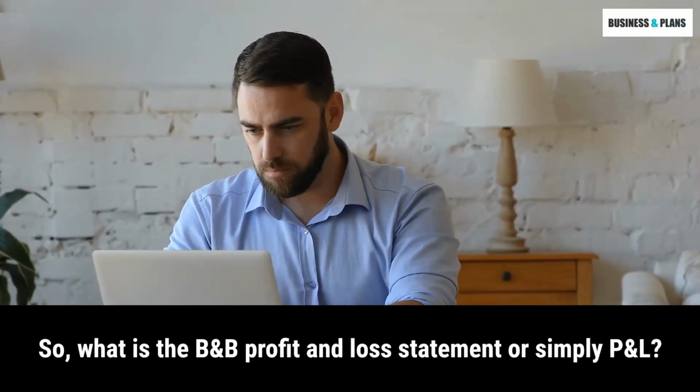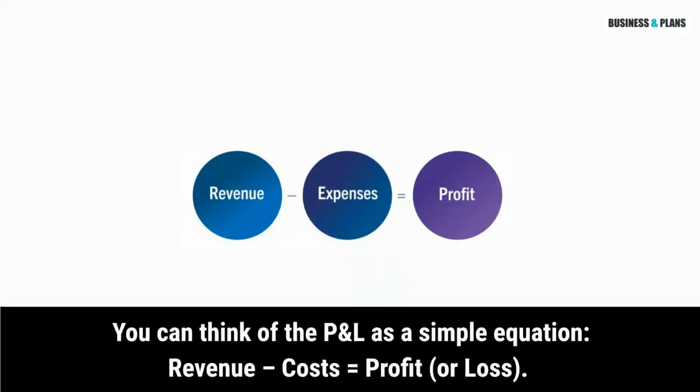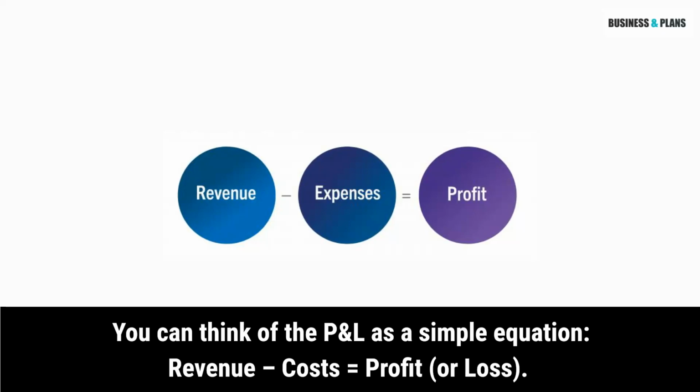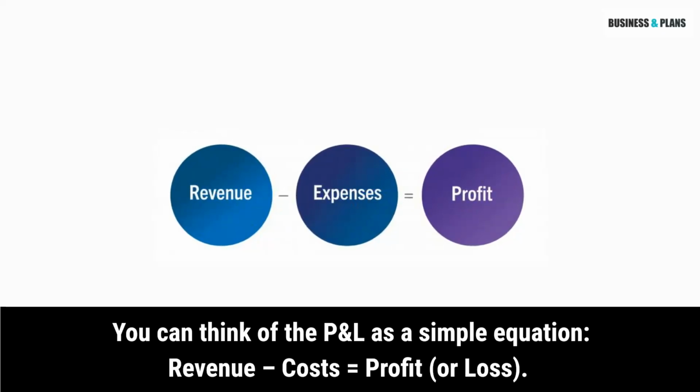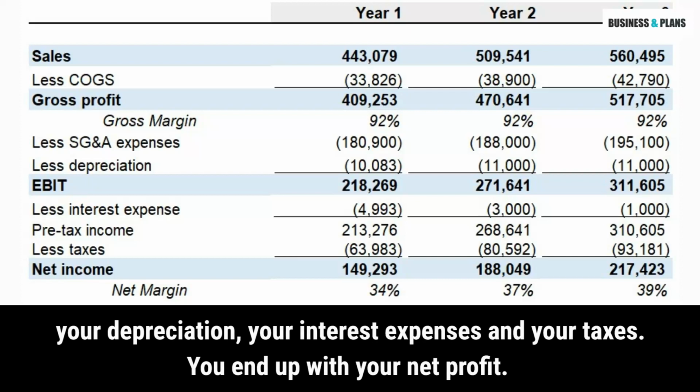So, what is the B&B profit and loss statement, or simply P&L? You can think of the P&L as a simple equation. Revenue minus costs equals profit or loss. It is a table that lists your revenue items from which you subtract your direct costs, your operating costs, your depreciation, your interest expenses, and your taxes. You end up with your net profit.